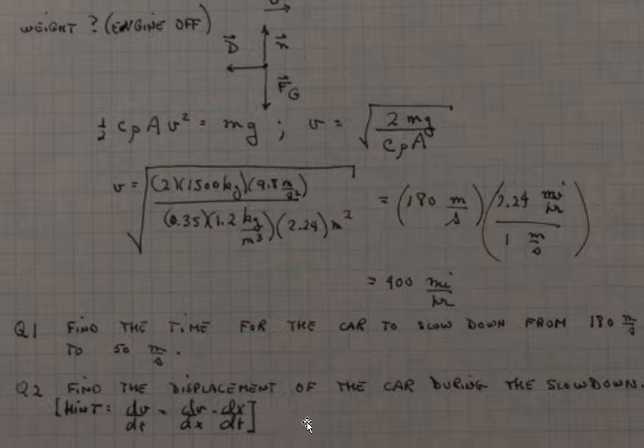And the second one is to find the displacement of the car during the slowdown. And the hint there is that you can re-express dv/dt via the chain rule as dv/dx times dx/dt, and dx/dt is v.